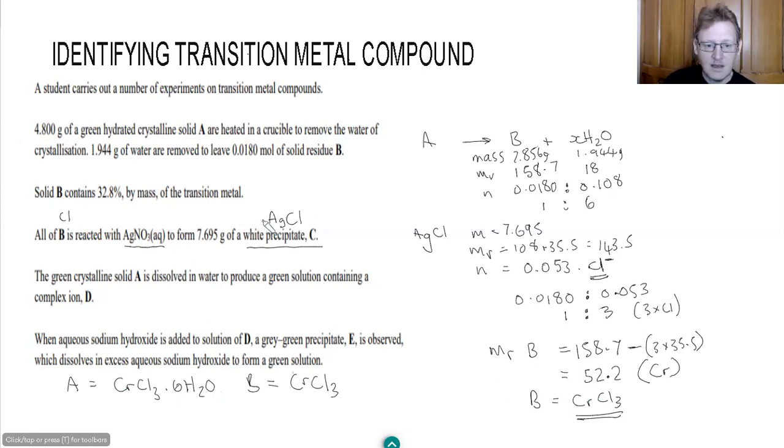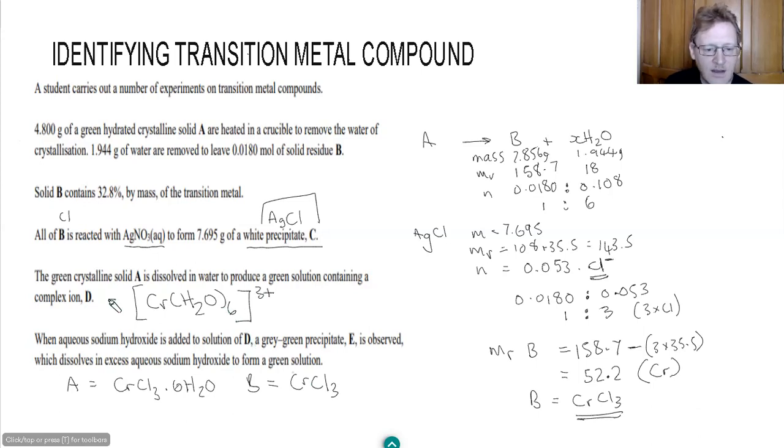C we know is AgCl. D, well, if we add chromium chloride to water and get a green solution, that would be the hexaqua transition metal complex. So D must be Cr(H2O)6. And because in chromium chloride it's got an oxidation state of 3, so this would be 3+.